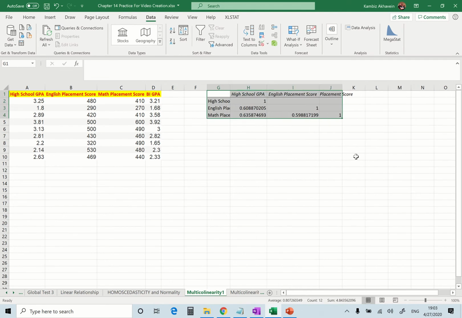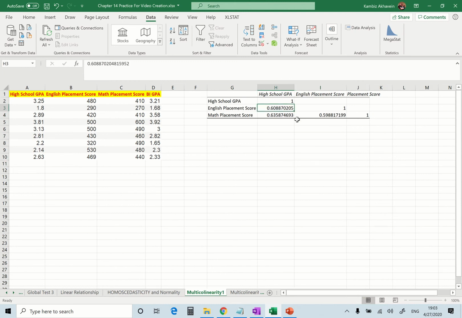Okay, it seems like English with high school is 60%, it's okay. This is getting close, 63%, but it's still okay. None of those are more than 70% or less than negative 70%. Okay, so it seems like it is okay. Now remember, this is a two-part process. So that's number one. Number one, we passed.